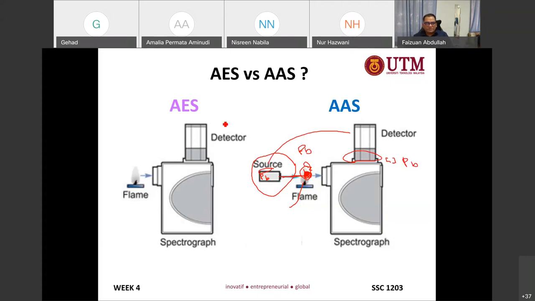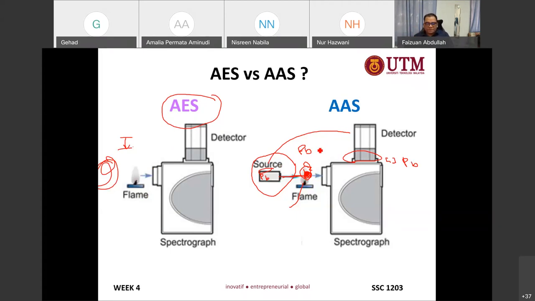The loss of energy will represent the concentration of the lead. Different with AES, we don't have a source of spectrum, because it only detects the emission of what? The emission of the energy in terms of light when the electron reverts from excited state to ground state.